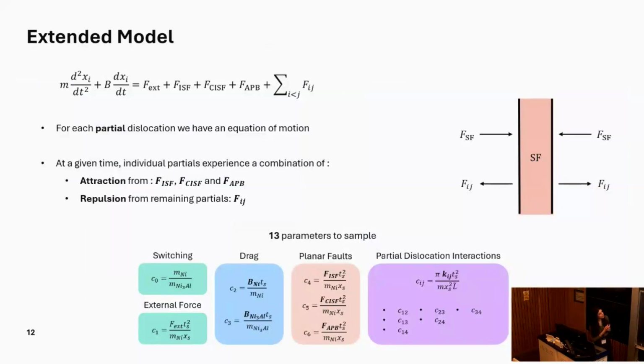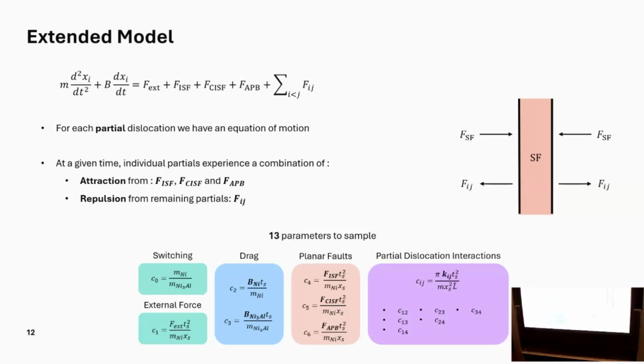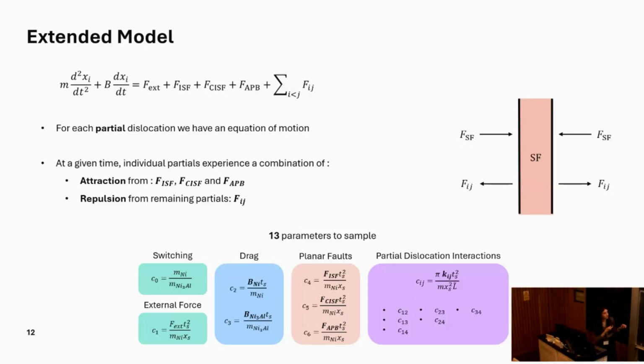So we have the same parameters as before: the mass, the drag coefficient, and the force acting on the dislocation. But now we also consider the effect of these different planar faults forming. So we have additional terms accounting for the ISF, the CISF, and the APB. And because we have multiple dislocations, these are interacting, so we take into account their interactions.